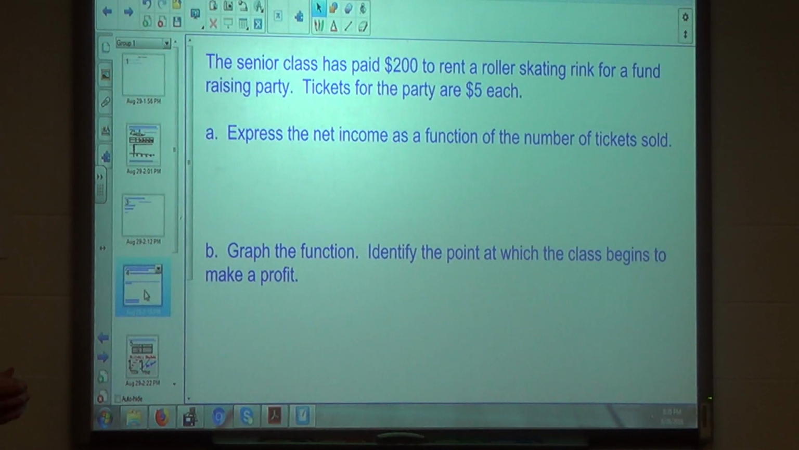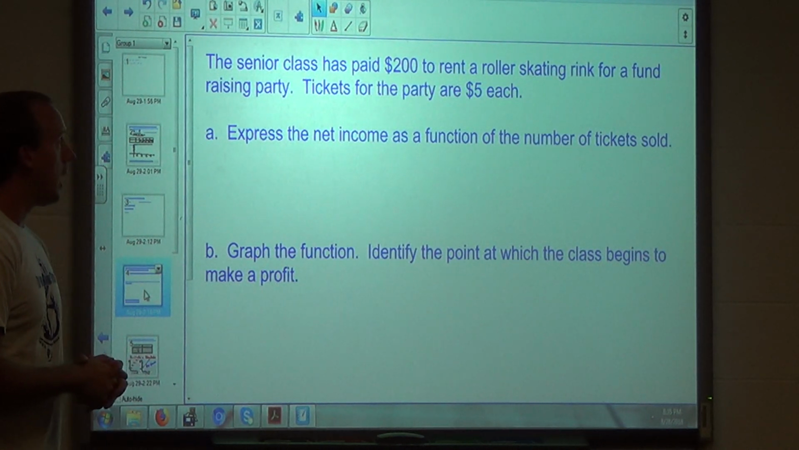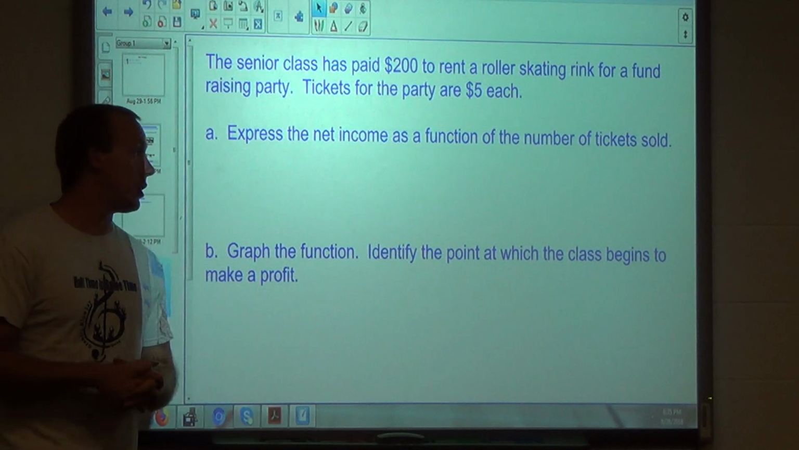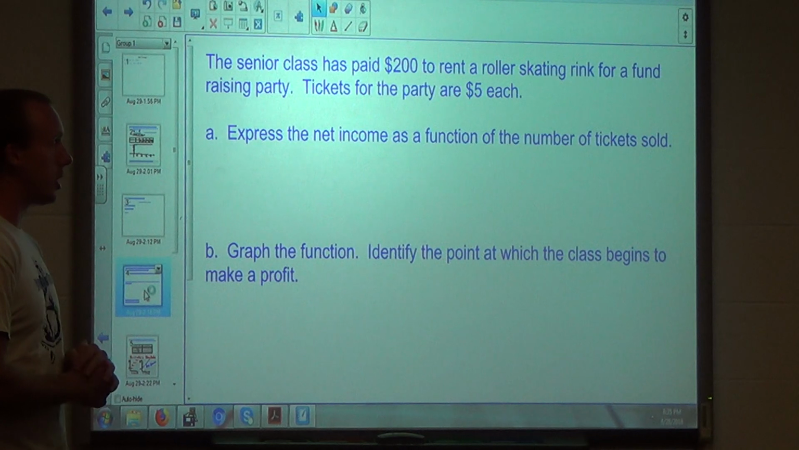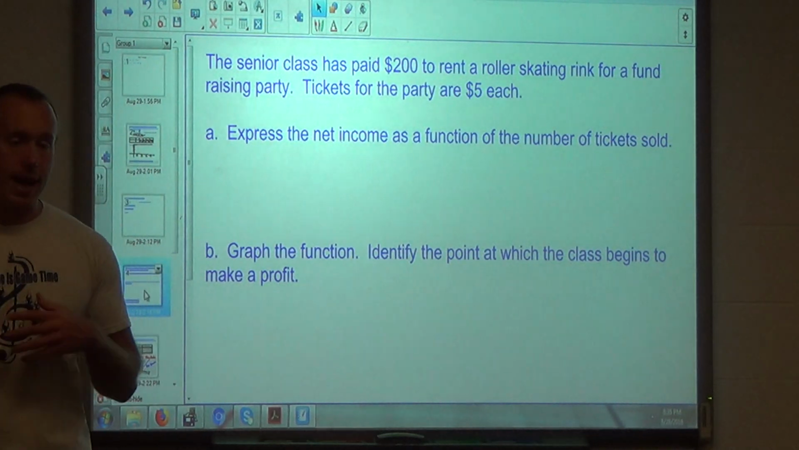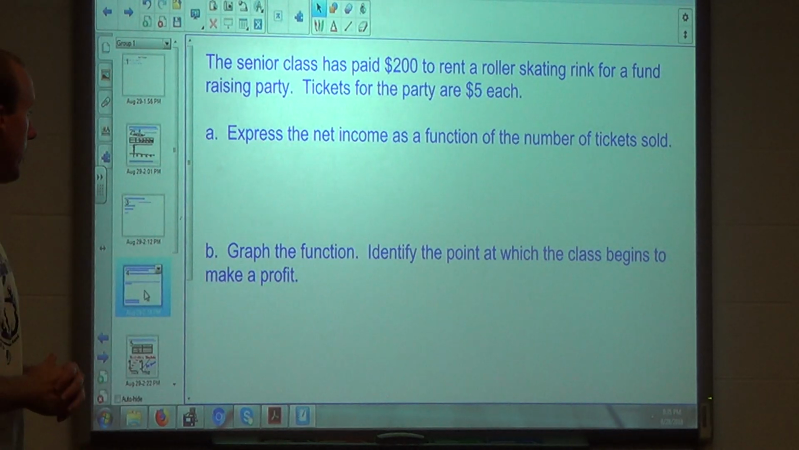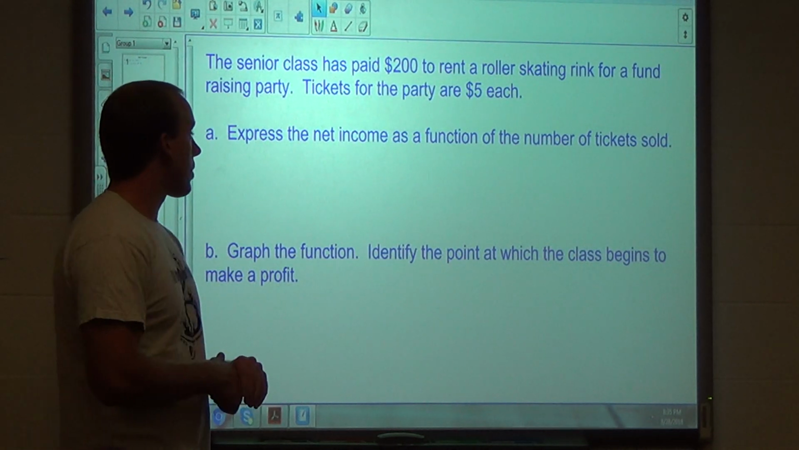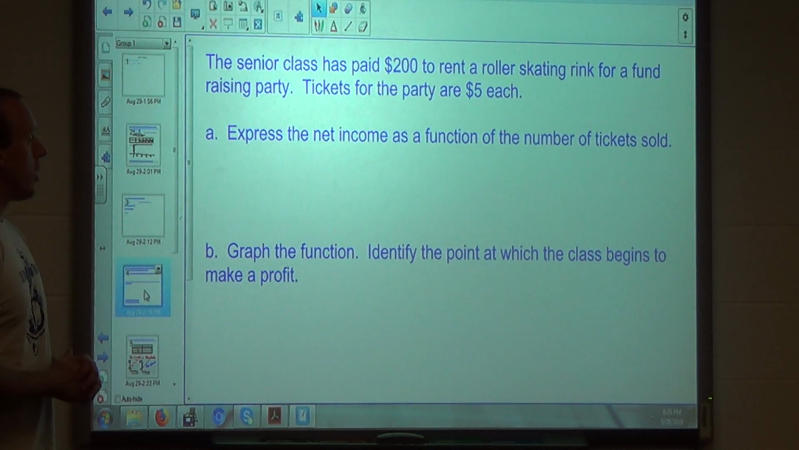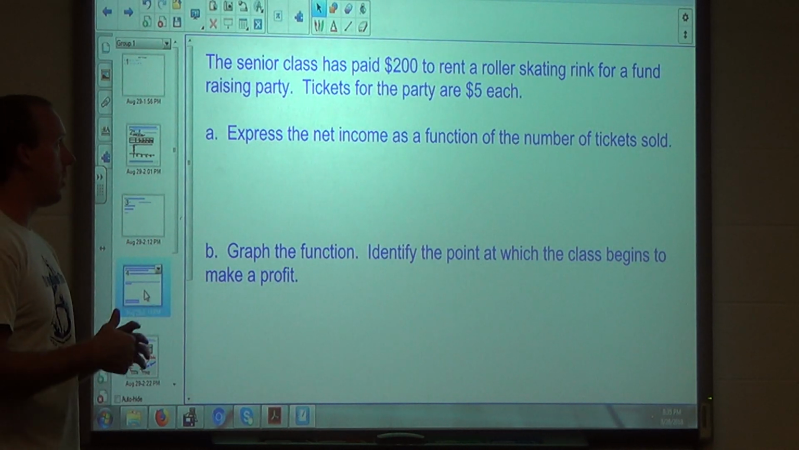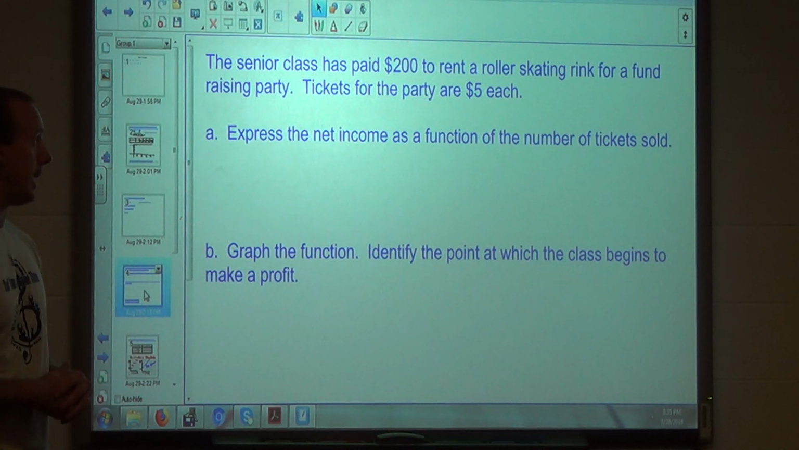So, let's read this problem and maybe see if we can figure it out. It says, the senior class has paid $200 to rent a roller skating rink for a fundraising party. The tickets for the party are $5 each. Part A, express the net income as a function of the number of tickets sold. Net income is the amount of money you're going to make altogether, with the cost taken out. So what are the costs, or what things do I have to pay for in this problem, and what things are going to be making me money?